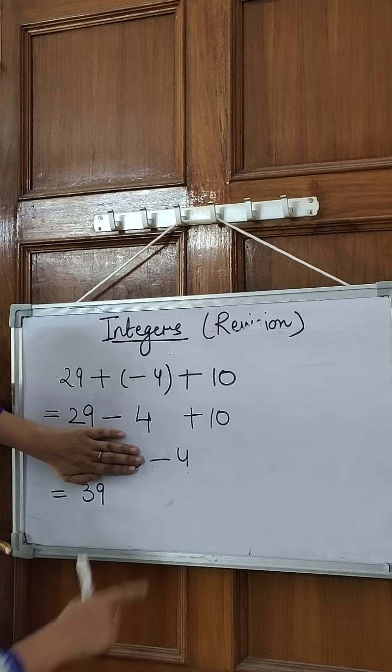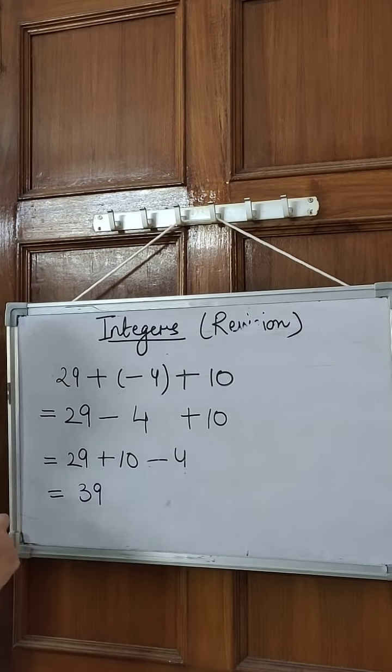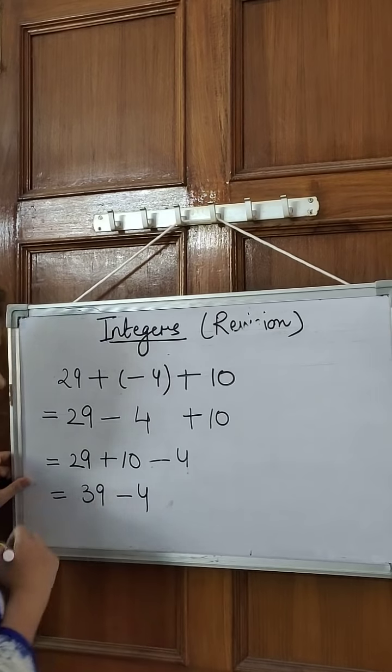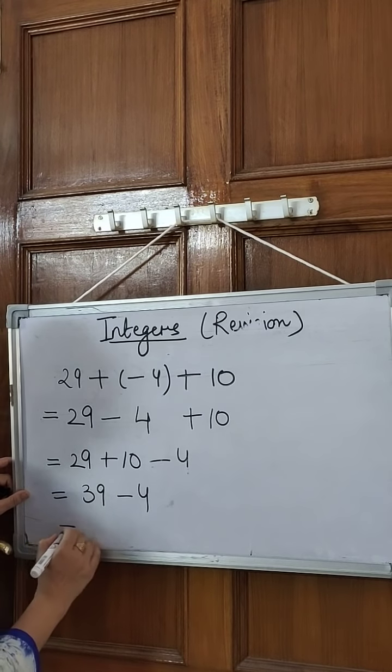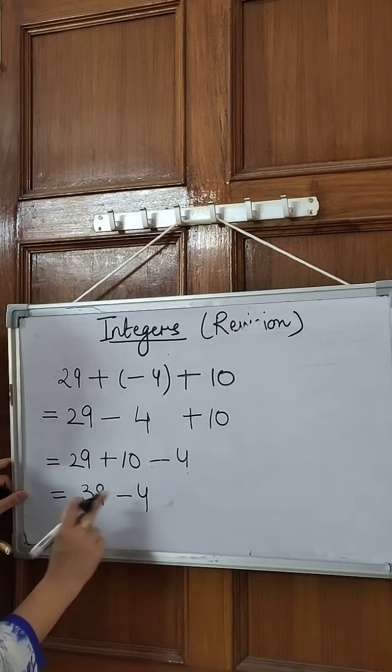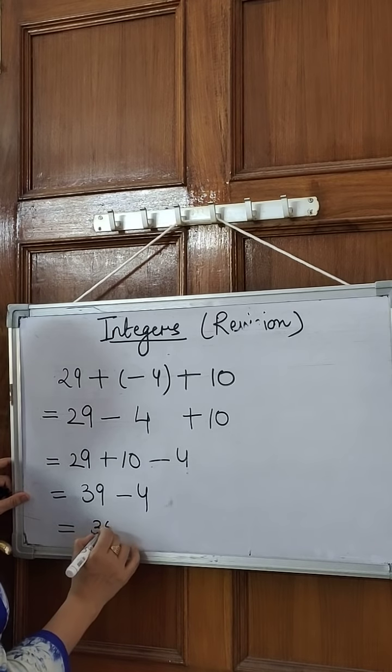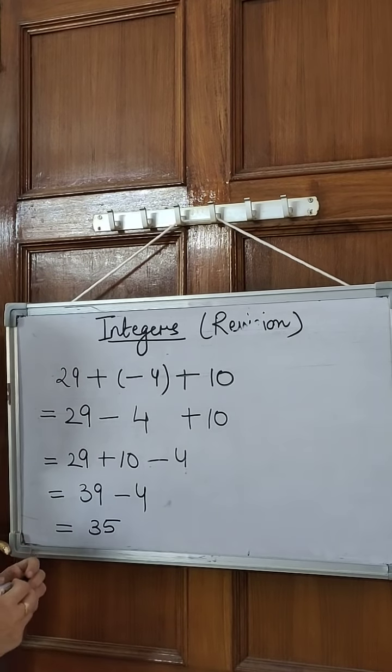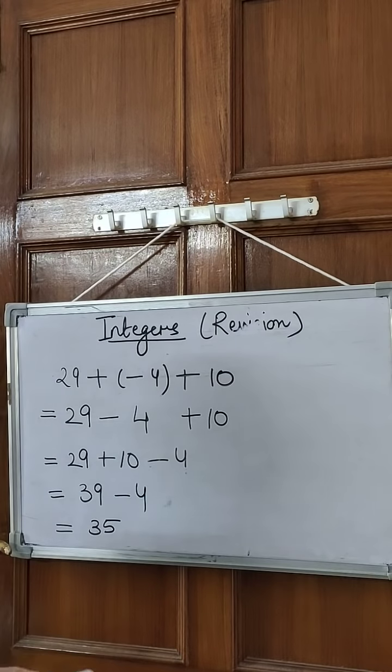Now what are we left with? We are left with minus 4. So let's write minus 4. Now solve it. Now 39 minus 4. So 39 minus 4 is 35. Okay. Now let's do one more question.